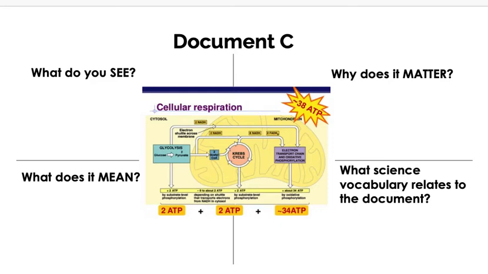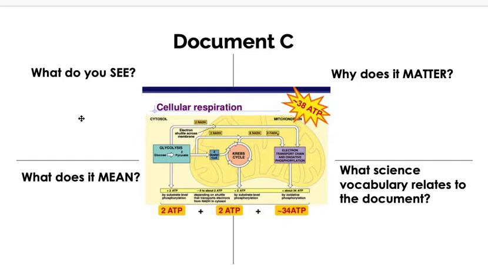Document C. Now, I am not going to annotate. You can pause the video and annotate along as I talk about document C, but we're going to start again with what do you see? We're going with the C mean matter model, okay? And starting with what you see first is probably, or definitely, the easiest because you're just writing what you observe.